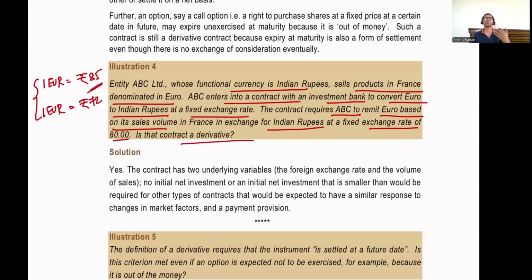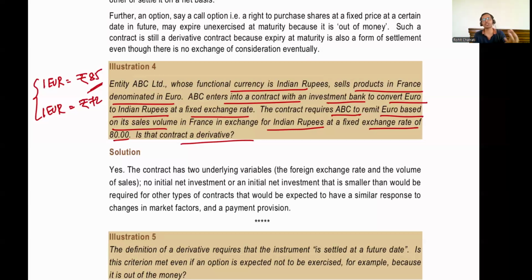The third condition is that it must be settled at a future date. Again, the question does not explicitly mention it, but it is implied that at a future point in time, if it is making sales today, whenever it receives euro, let's say 1 month later, it is going to receive euros from its customers. So whenever it receives euros, ABC will sell the euros to the bank and receive INR. So the settlement is going to happen at a future date. It satisfies all three conditions of the derivative.